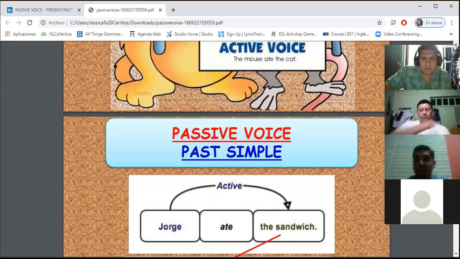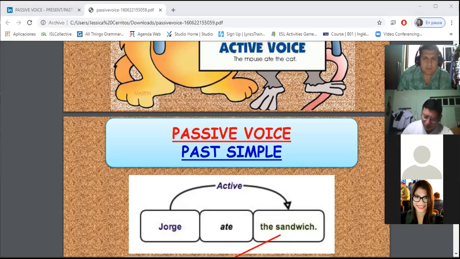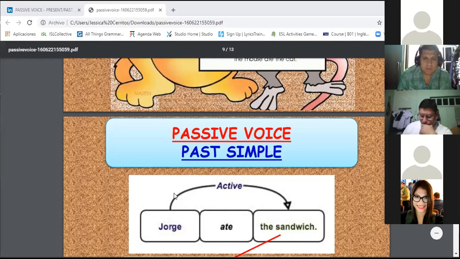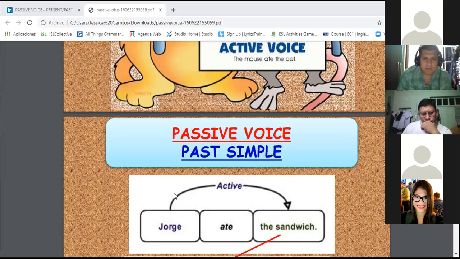Orlando wants to participate. Orlando, Jorge ate the sandwich. Switch that to passive. Is it simple past or simple present? First, let's identify the tense, Orlando. The sandwich was eaten by Jorge. Simple past or simple present? Guys, give me one quick second. Continue, Orlando. All right, so the sandwich was eaten by Jorge, right? So that's simple past passive.